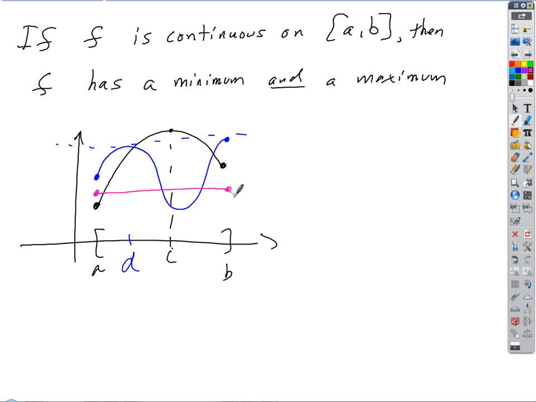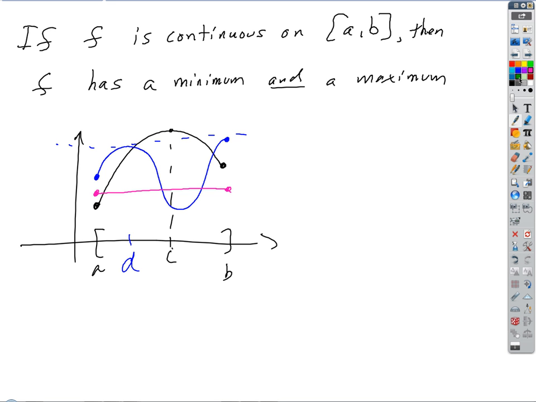Where is the absolute maximum this time? All points throughout. All values. Where's the absolute minimum? All values, right? Okay, that's kind of a dumb one, but is it like a line with a slope? Okay, let's take that.